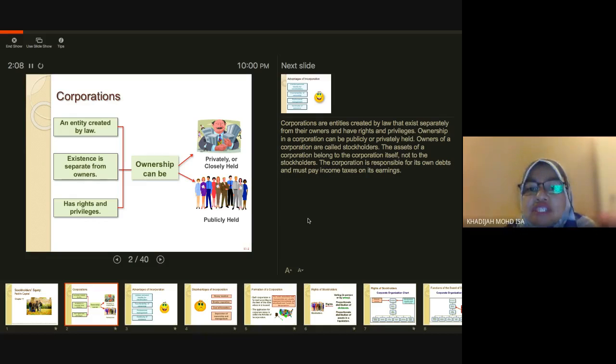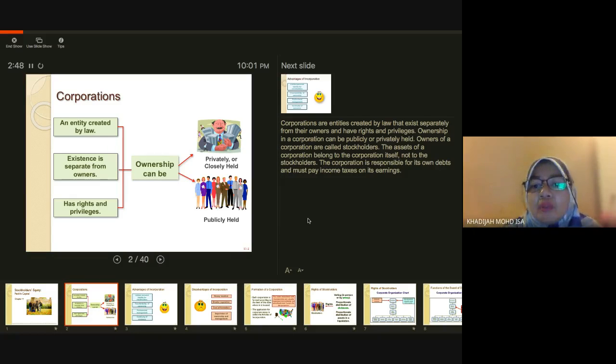Ownership in a corporation can be publicly or privately held. Owners of a corporation are called stockholders, or in Malaysia, we call them shareholders. The assets of a corporation belong to the corporation, not to the stockholders. For example, the company has cash, accounts receivable, equipment, the building, the land. Those belong to the entity, the company, the corporation. So you as the owner can't say, oh, that's mine. No, you can't say that, because it's a separate entity.